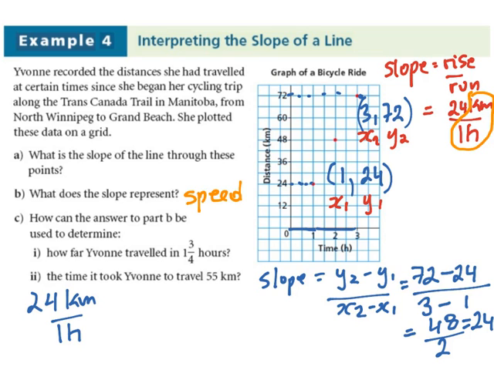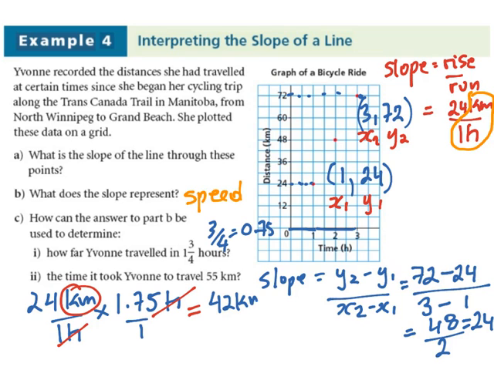So we're going to multiply by 1 point. Well, 3/4 is 0.75. How do we get 0.75? Because 3 divided by 4 is 0.75. And add it to 1. And since that's hours, I'm going to multiply. Why we multiply is because hours over hours cancel, and we get only kilometers. We get distance in this case. So 24 times 1.75 is 42 kilometers. So in 1 3/4 of an hour, 42 kilometers was traveled.